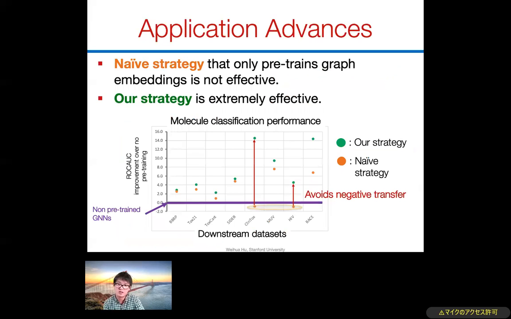We evaluate our pre-training strategy on a diverse set of downstream molecular classification datasets. The figure here shows the relative improvement of ROC AUC score compared to the non-pre-trained baseline, which is shown as the purple line in the figure. First, we see from the orange dots that the naive strategy that pre-trains GNNs only at the level of the entire graph is not effective, and it even performs worse than the non-pre-trained baseline in 2 datasets. On the other hand, we see from the green dots that our strategy that pre-trains GNNs at the level of both individual nodes and the entire graph works really well and significantly outperforms both the non-pre-trained baseline and the naive pre-training strategy.